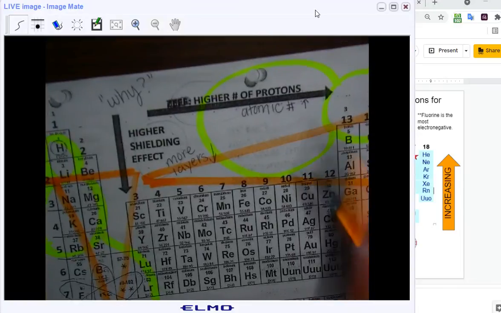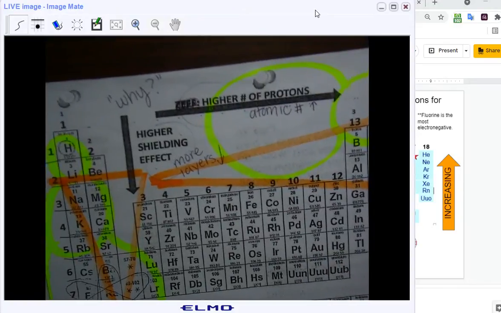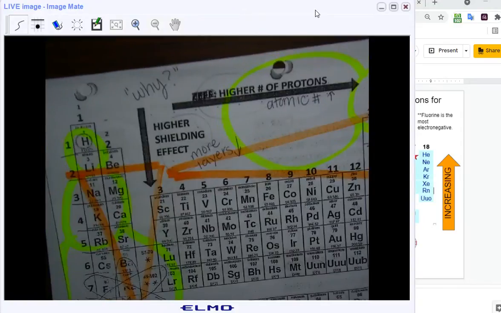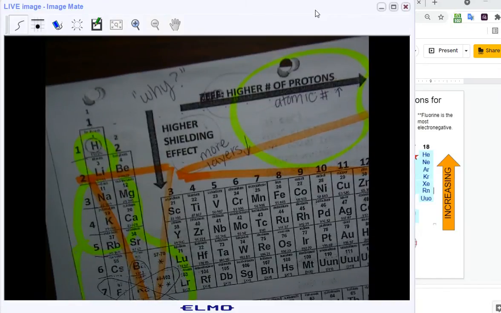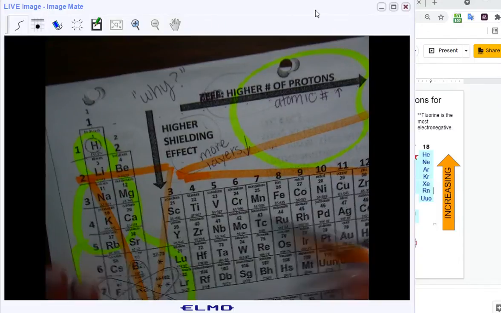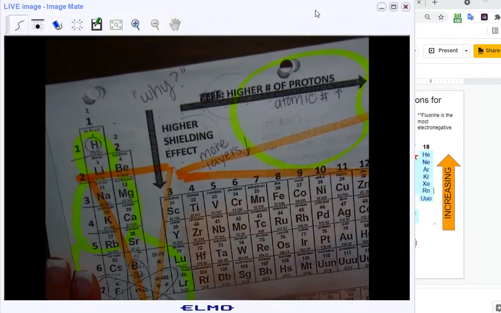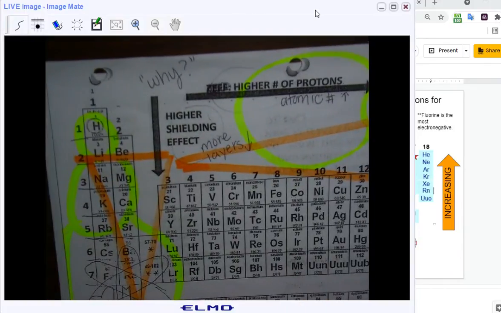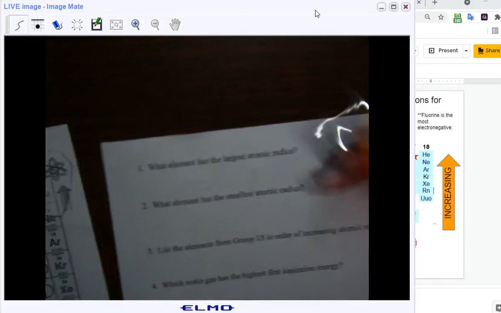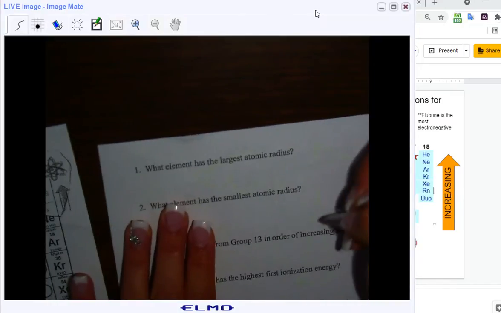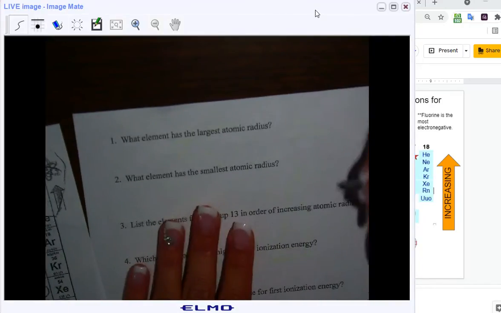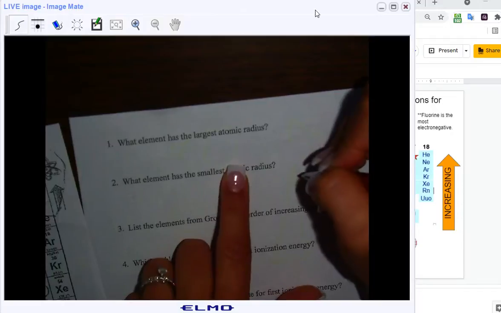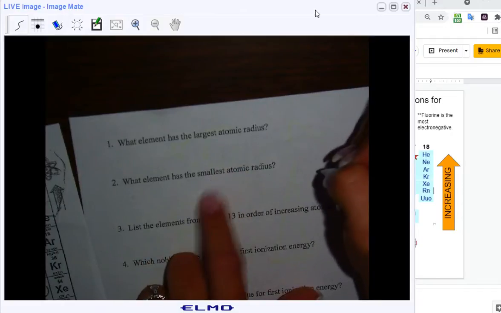So real quick as a review, snowman, which trend is the snowman? Size or ionization energy stuff? Size. Okay, that's its atomic radius. Okay, triangle or the ice cream cone is going to be your ionization energy and electronegativity. Okay, cool. So, you ready? Which element is the biggest on your periodic table according to our trends?